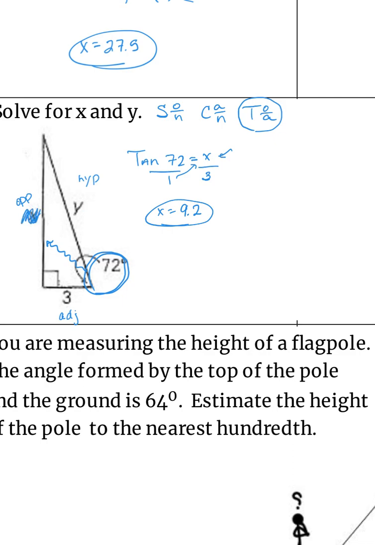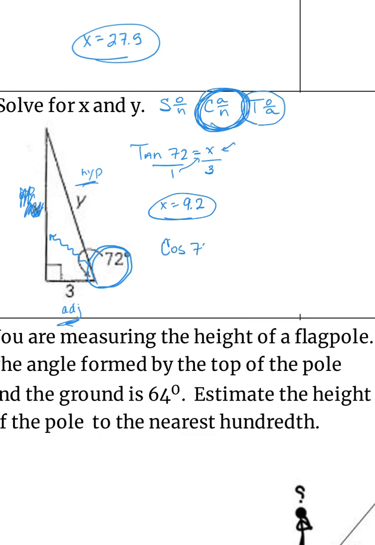All right, now let's look at the next side. So we're still using the 72, but now we have adjacent and hypotenuse, so A and H. So this time we're going to use cosine. So cosine 72, that's still the angle we're using. Adjacent over hypotenuse. Notice this time the letter's on bottom. That means we have to divide. So 3 divided by cos 72. So that's going to give me 9.7. So y equals 9.7. So again, just play around with the calculator and make sure you know which order you have to put it in.